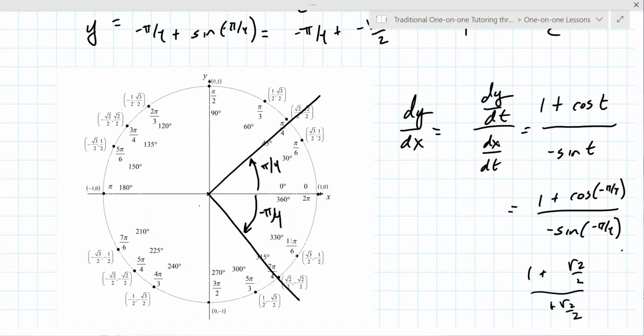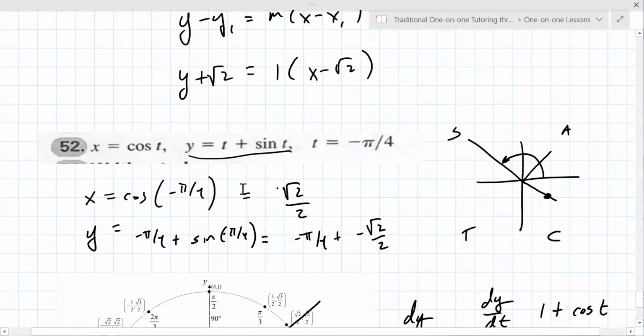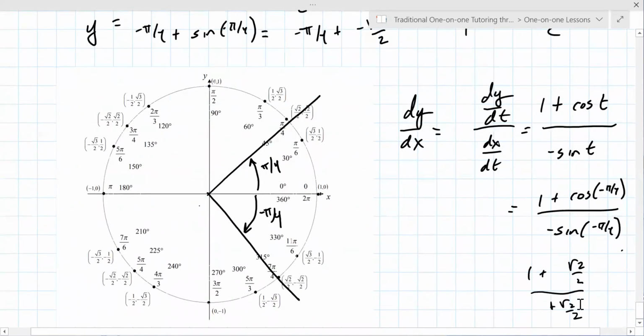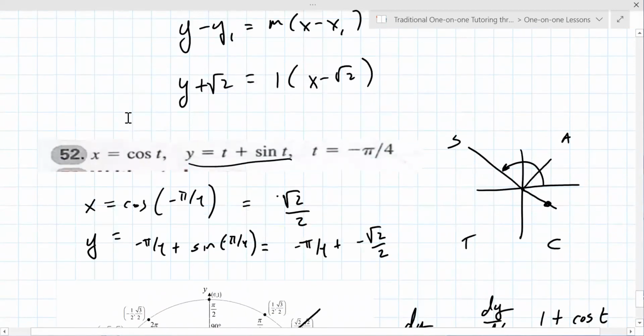So this you could simplify, but that's not the point here. Is it just 1 because the root 2 over 2 cancel? No, you'd have to divide both of them. Oh, okay. This one's really messy. You're not getting this on the exam, but you are going to have to be able to evaluate your unit circle and find derivatives of each.